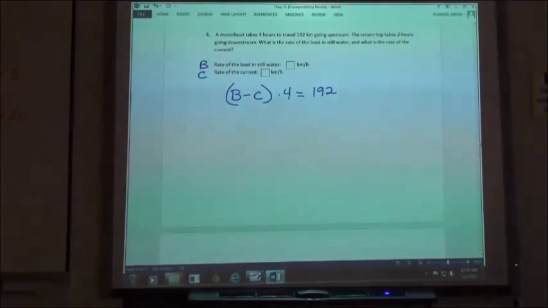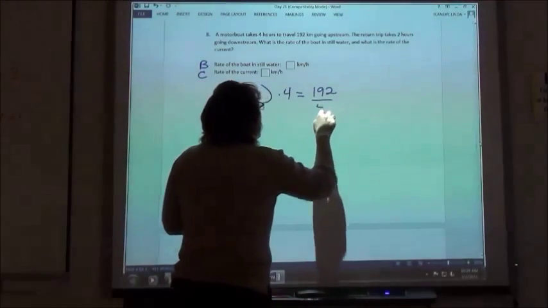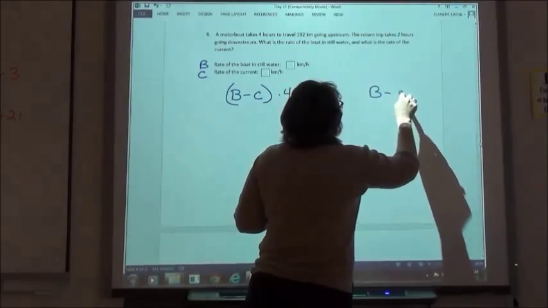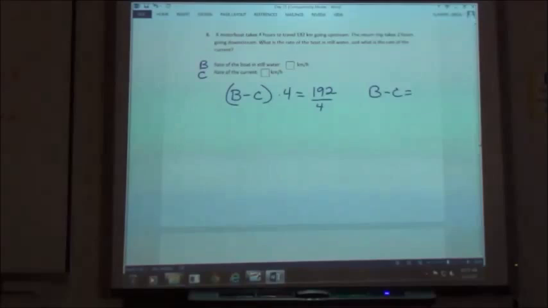192 kilometers. So my rate times my time equals my distance. Again, they're going to go ahead and divide by that 4 right away. So if you go ahead and divide that by 4 for me, B minus C is going to equal 48.